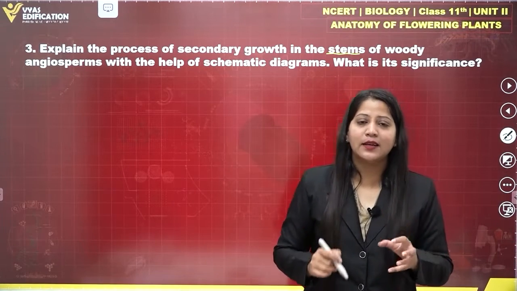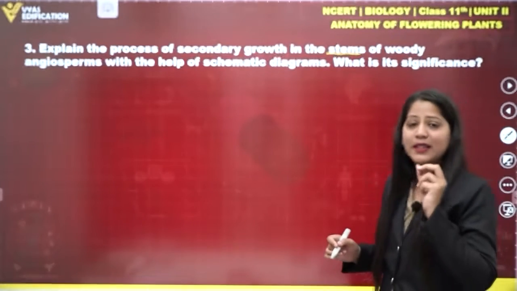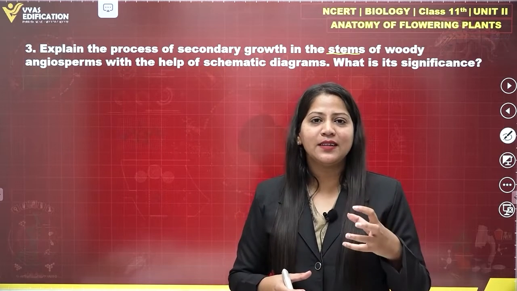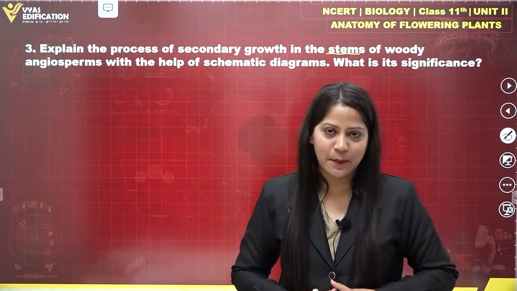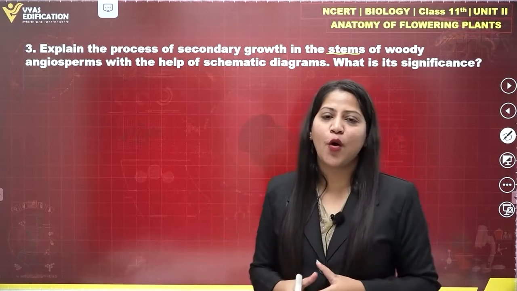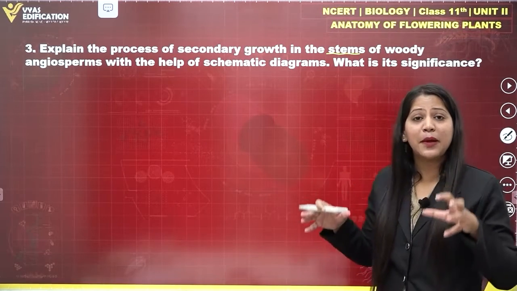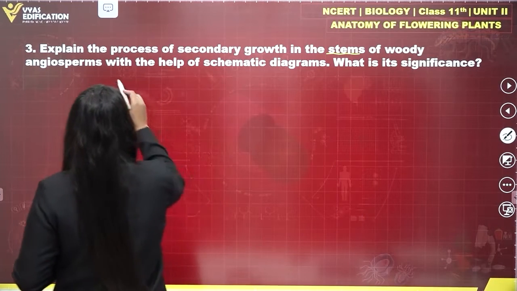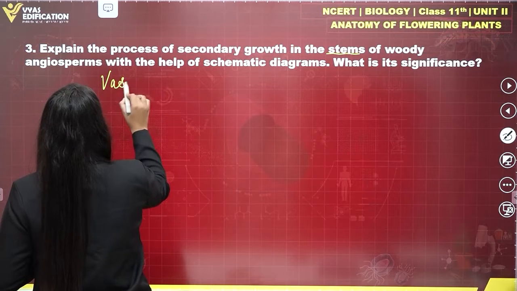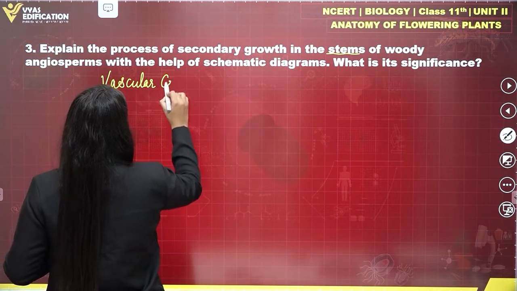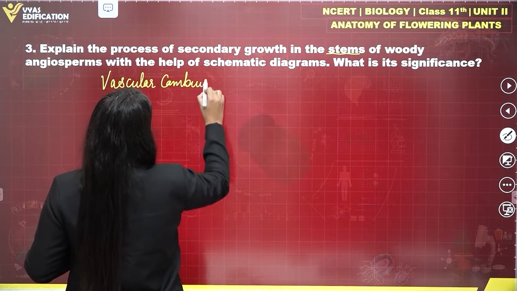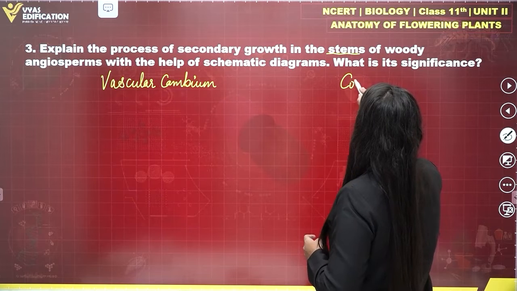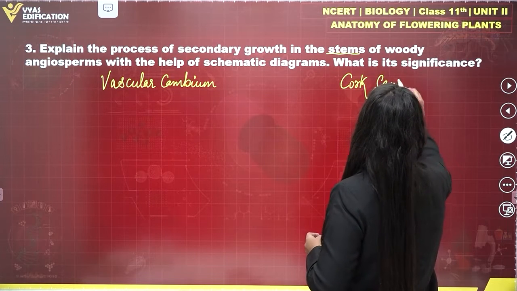As we know, the process of secondary growth in woody angiosperms takes place with the help of two types of cambia, that is Cork Cambium and Vascular Cambium. Moving on to the explanation, we have to draw the schematic diagrams. First we are going to draw the Vascular Cambium here, and here we are going to make the schematic diagram of Cork Cambium.